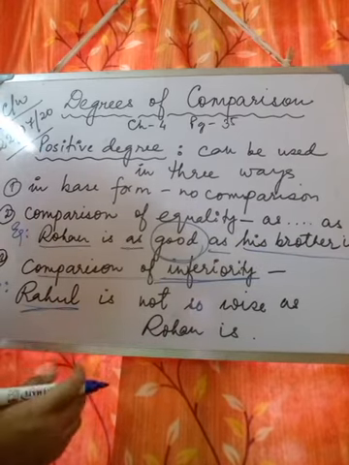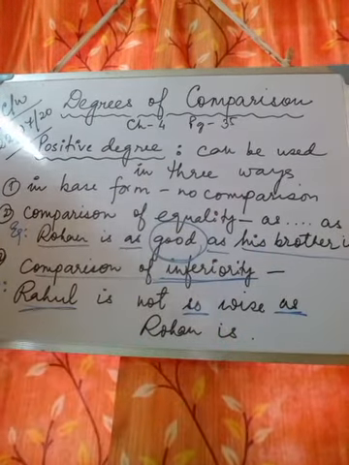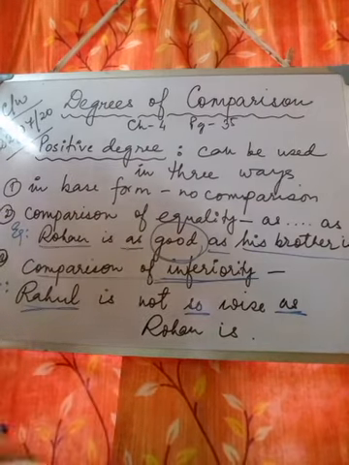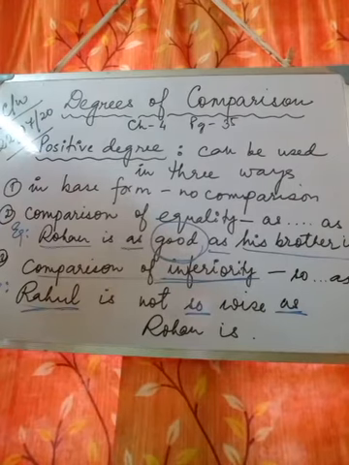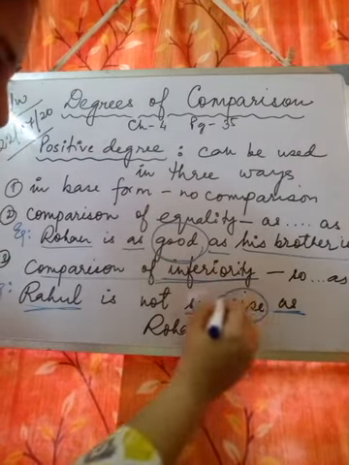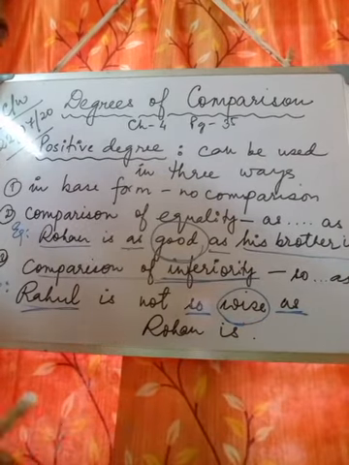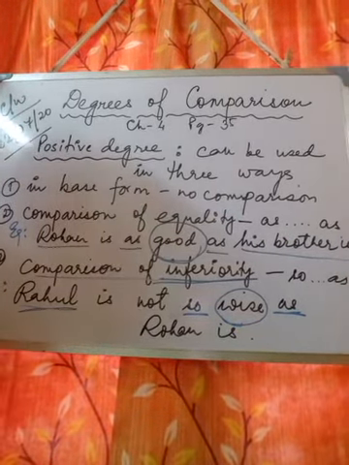In such sentences we use so and as before and after the positive degree. So and as. So is used before the positive degree wise, and here as is used after the positive degree wise. I hope this is clear to you children.